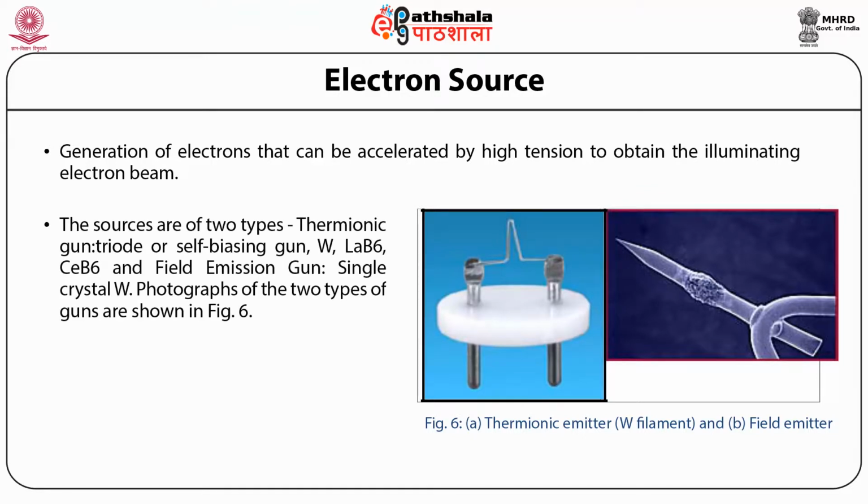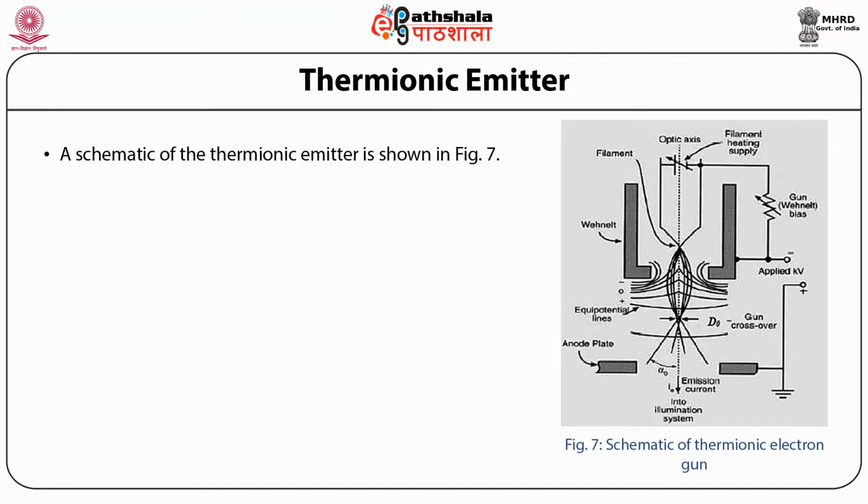The sources are of two types: thermionic gun, triode or self-biasing gun, tungsten, LaB6, cerium boride 6, and field emission gun, which consists of single crystal tungsten. The photographs of the two types of guns are shown in figure 6. A shows the thermionic emitter, that is the tungsten filament, and B is the field emitter. Now, let us consider the thermionic emitter. A schematic of the thermionic emitter is shown in figure 7.